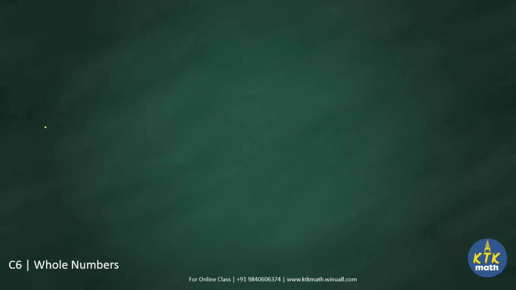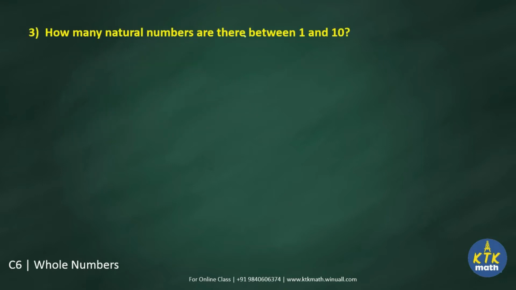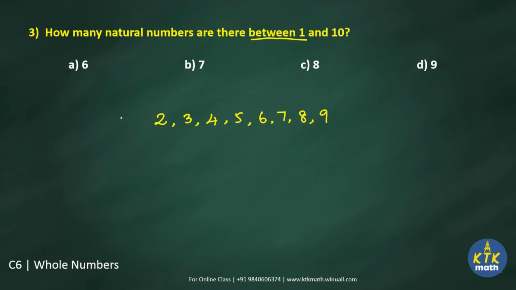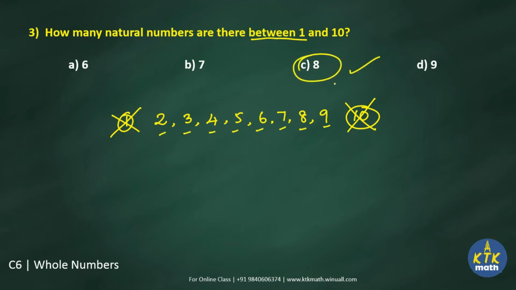Now question number 3. How many natural numbers are there between 1 to 10? Here also some students commit mistakes while counting 9 or 8. Here they clearly mention between 1 and 10. So between 1 and 10, you are going to consider 2, 3, 4, 5, 6, 7, 8, 9. You should not consider 1 and you should not consider 10 also. So in between only. How many numbers are here? 1, 2, 3, 4, 5, 6, 7, 8. Therefore 8 is your answer.